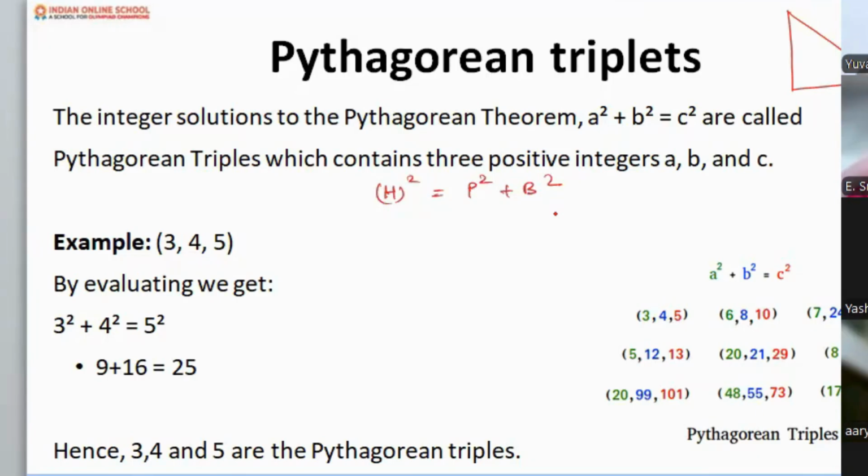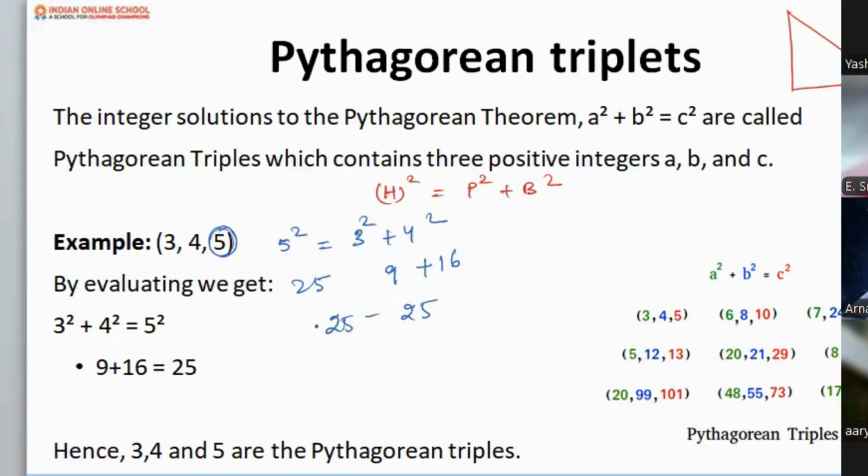So to check whether three numbers form a Pythagorean triplet or not, we need to get right angle triangles. Now here we need to check that the square of the largest number equals the sum of the squares of the other two numbers. The square of 5 is 25. The square of 3 is 9. The square of 4 is 16. And 9 plus 16 we are getting 25, which is equal to 25. Correct? So these three numbers form a Pythagorean triplet.